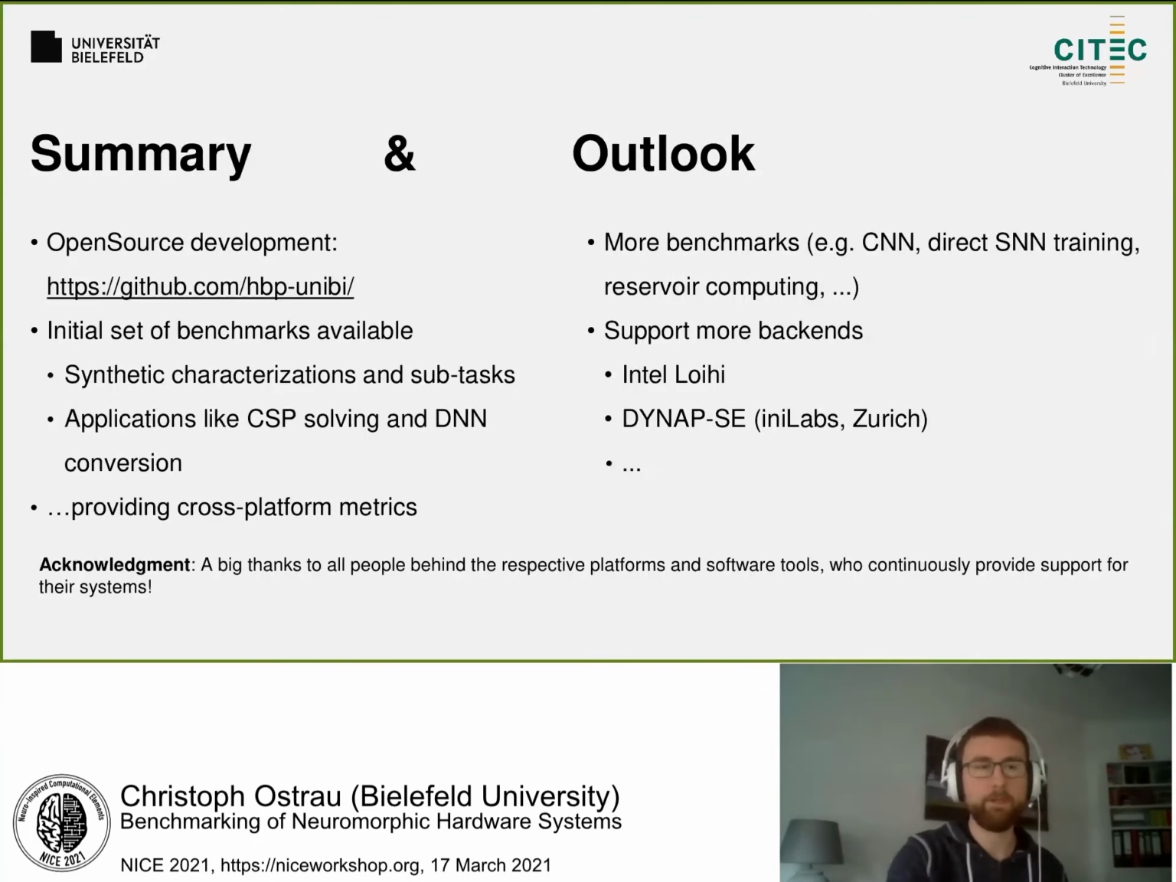I have 1 minute left, and I will summarize that all the work presented is openly available on GitHub. We presented an initial set of benchmarks that is currently implemented, providing cross-platform metrics and backend-independent definitions of neural networks. On the outlook side, it would be great, of course, to implement more benchmarks and also to support more backends. In principle, our framework is suited to be extended to both of these.